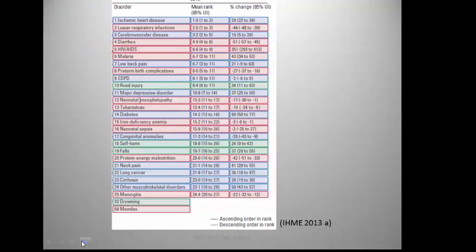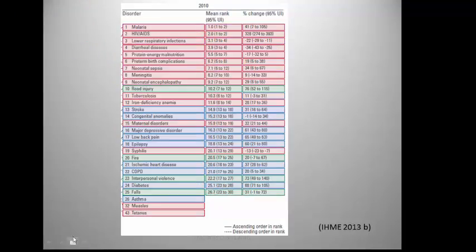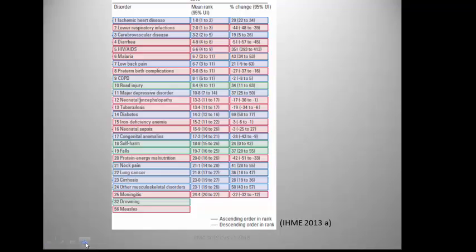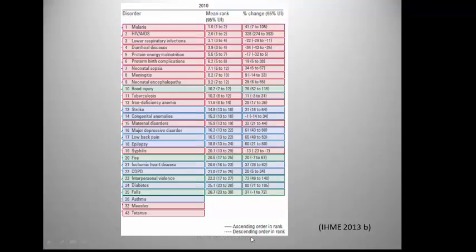The picture's slightly different for sub-Saharan Africa. If we look at the top ranked diseases there, you can see a lot of it has got to do with communicable diseases. Although ischemic heart disease does make it onto the list at number 21. And it is definitely one of the top 10, or top 25 causes of death in South Africa and is definitely gaining ground.